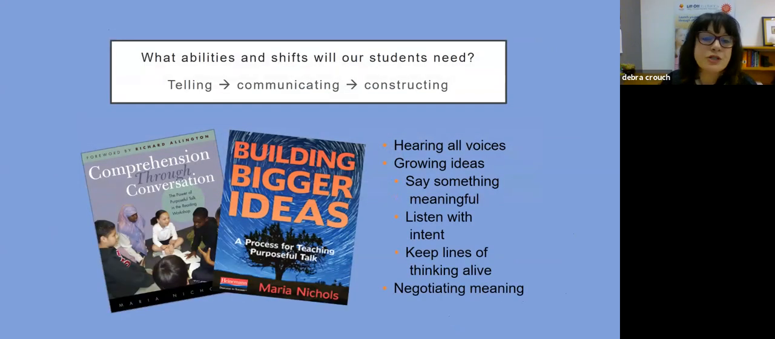So I defer to my colleague Maria Nichols. She's written multiple books. These are just two of her books. But she talks about the kinds of abilities and shifts that our students are going to need, because one of the things that they do is they come in able to tell, and a lot of times we get them to communicate. You know, they can share what they've read. But that whole notion of constructing is sometimes one of the biggest challenges in a classroom, regardless of grade level.